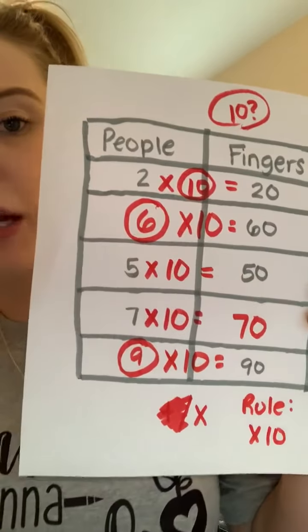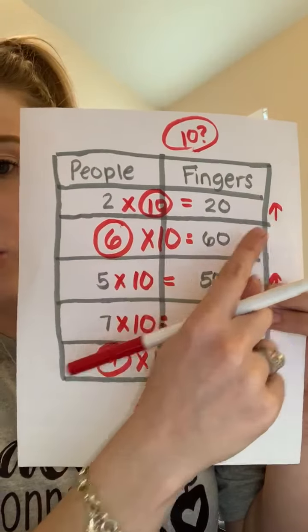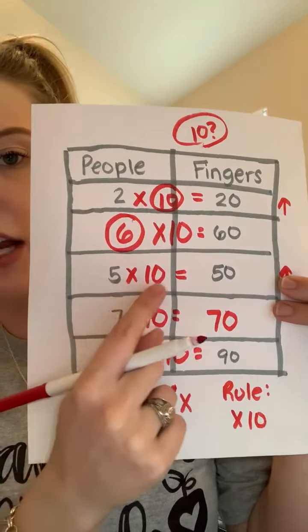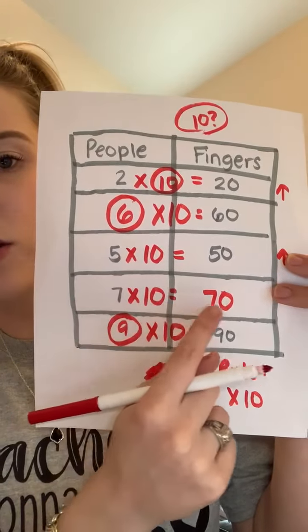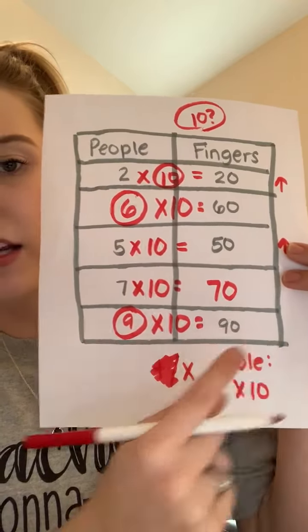Right, so once your in and out table is complete, you double check. 2 times 10 equals 20, increasing. 6 times 10 equals 60, also increasing. 5 times 10 equals 50, increasing. 7 times 10 equals 70, increasing. 9 times 10 equals 90, increasing. And then your in and out table is complete.